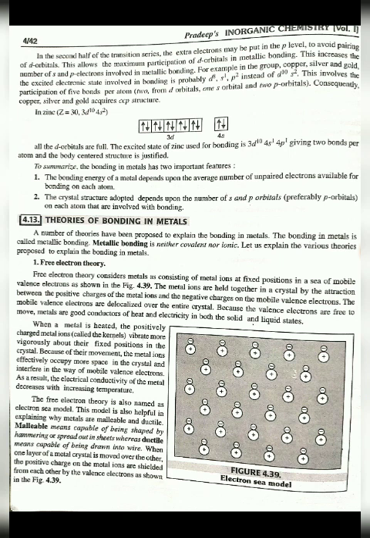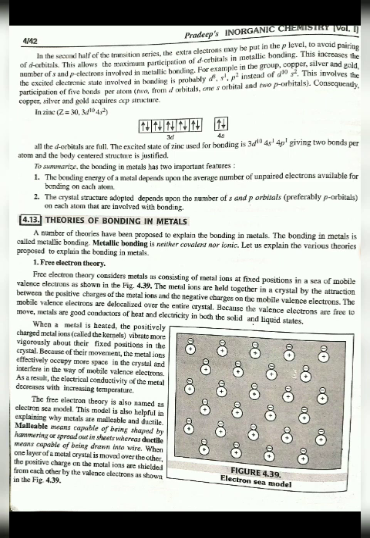Consequently, copper, silver, and gold acquire a CCP structure. In zinc, Z is equal to 30, 3d10, 4s2. All the d orbitals are full. The excited state of zinc used for bonding is 3d10, 4s1, 4p1, giving 2 bonds per atom, and the body centered structure is justified. To summarize, the bonding in metals has two important features.